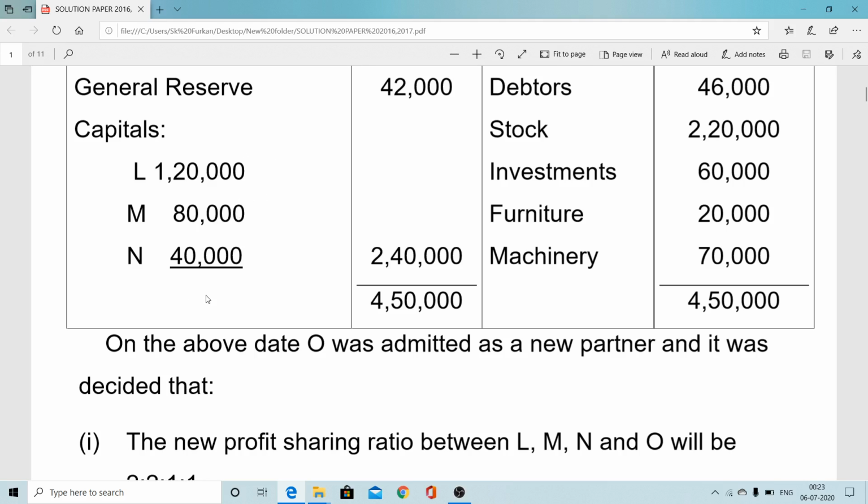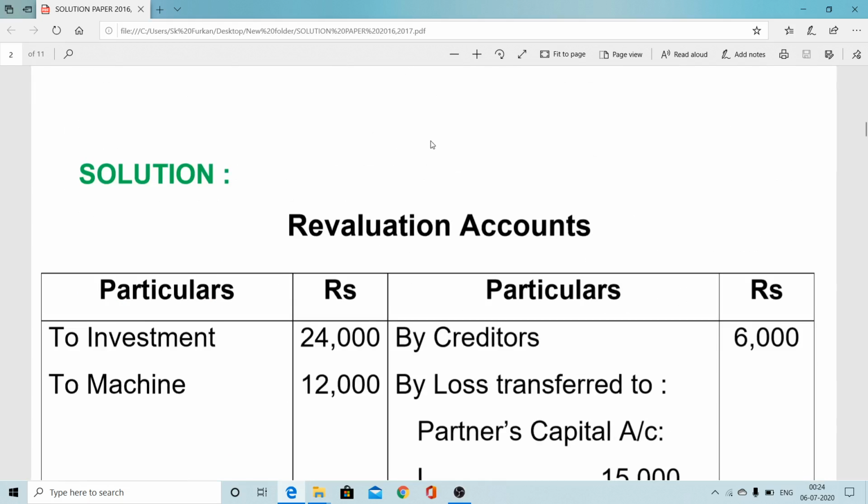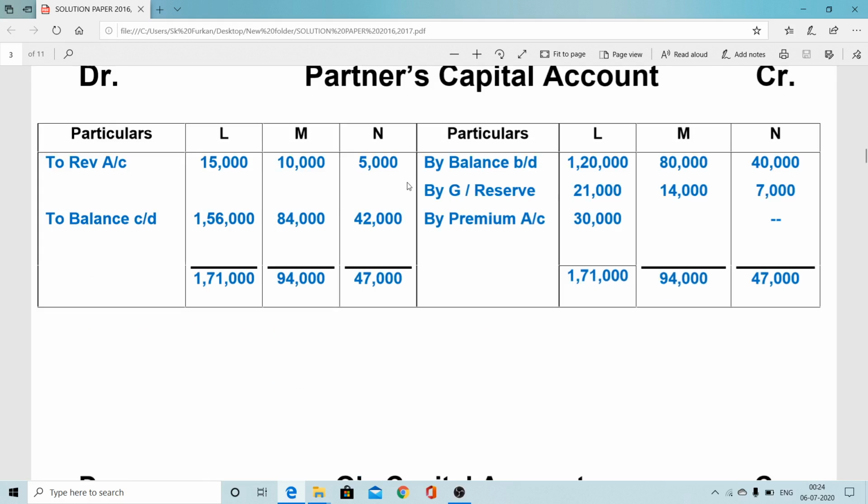That goes on the credit side of partners' capital. All the liability side items which come to partners' capital go to the credit side. If any asset side item comes, it will go to two sides. Suppose goodwill is provided on the asset side, then you have to take two sides for elimination of goodwill. So this opening capital we write on the credit side. General reserve also comes on the credit side. For closing the general reserve, the general reserve account is debited and partners' capital account credited. Here the general reserve is shared in the old ratio 3:2:1, total 42,000. So L gets 21,000, M 14,000, and N 7,000.